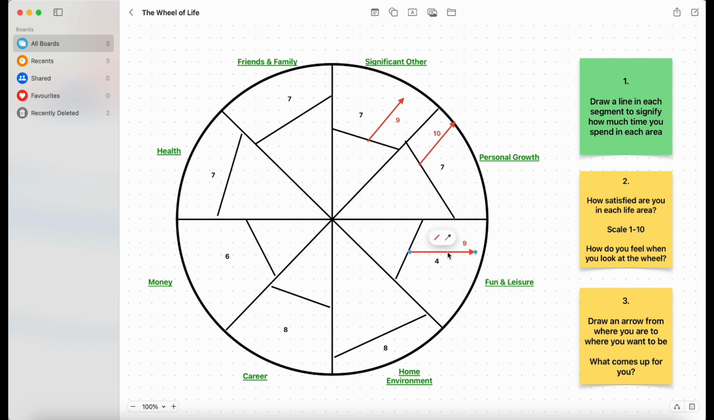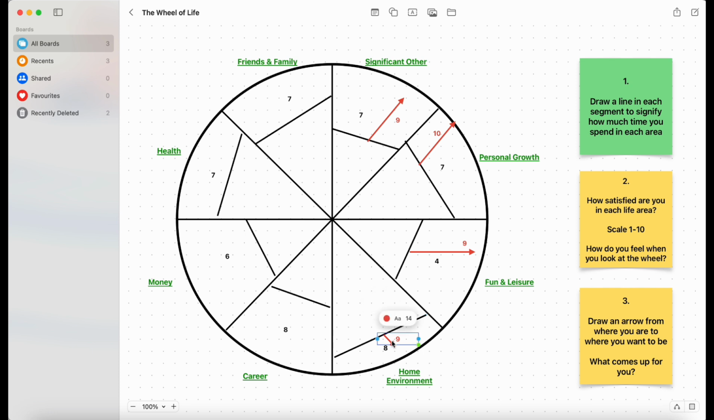Right, let's work it through. We're going to go to home environment. I enjoy my home environment. I'm pretty happy, but I do want to travel. But I also like the idea of having a home that I can return to. So I'm going to also give that a nine.